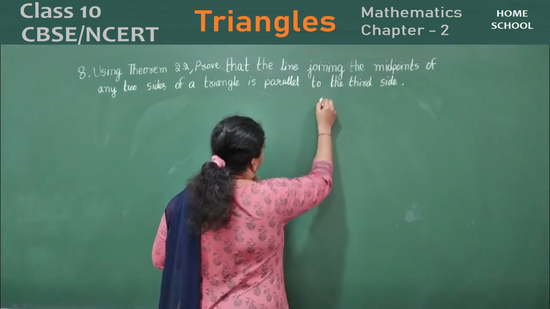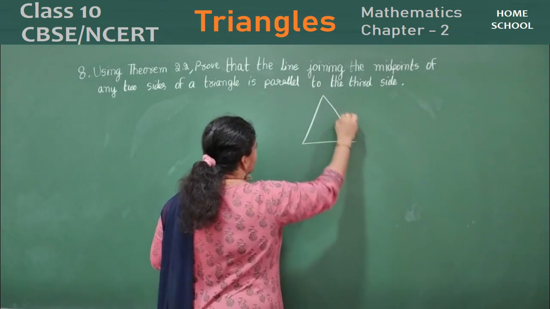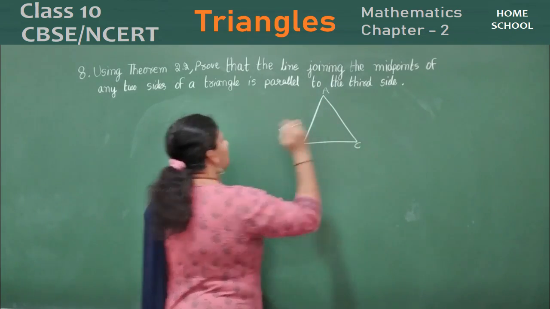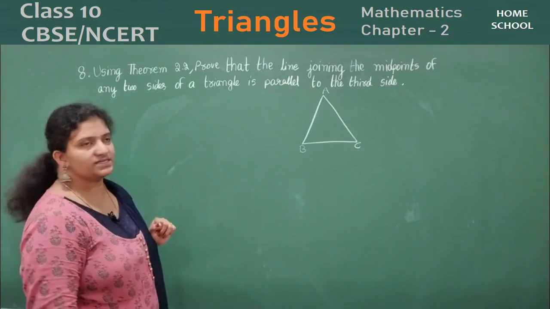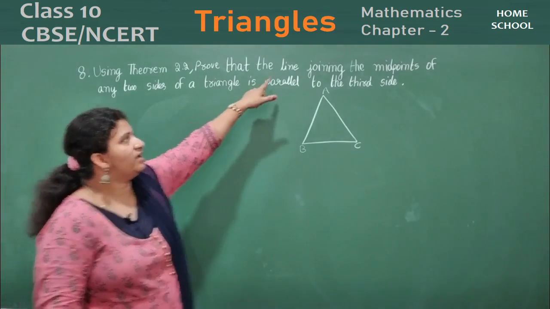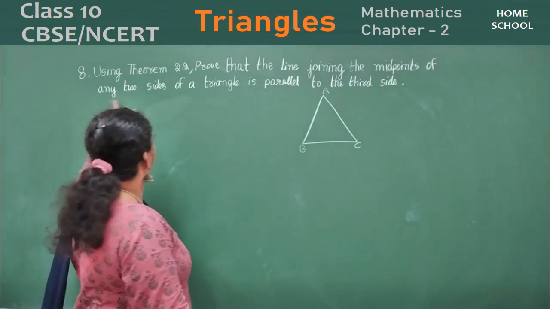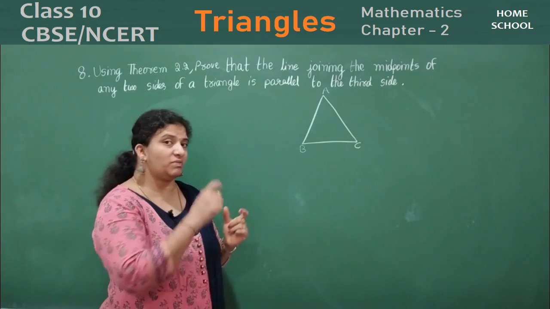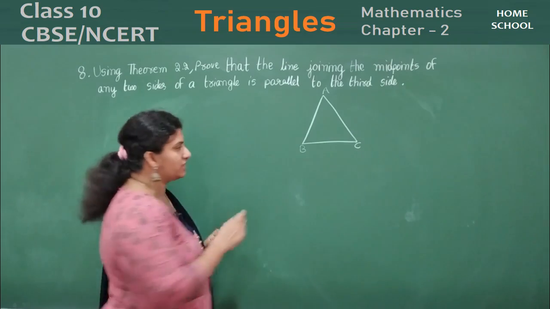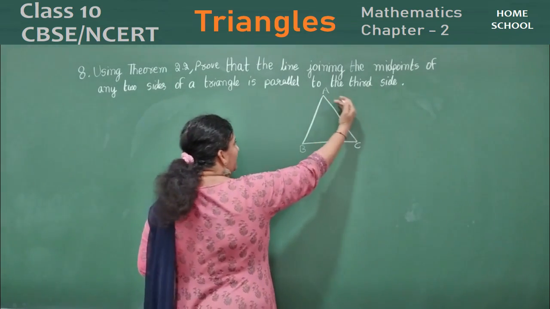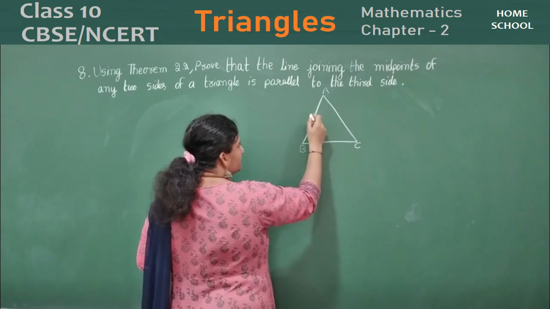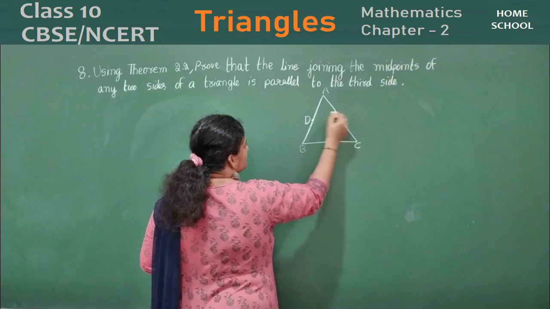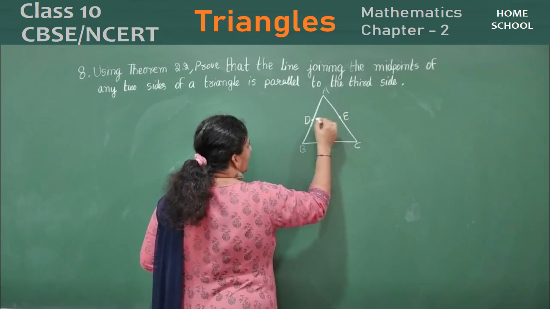So immediately what do we do here? Let's draw a triangle A, B and C. Okay, ABC is a triangle. What did they ask here? A line joining the midpoints of any two sides. So we have to draw a line from the midpoints of any two sides. So let's consider sides AB and AC, and mark the midpoints here. Let's mark this D and let's mark this E.